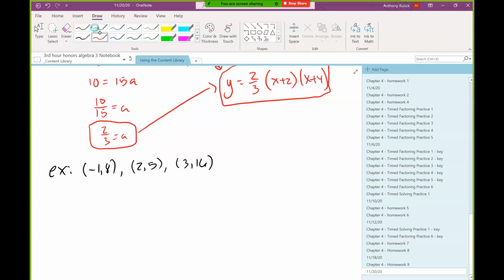So let's say that the quadratic we're looking for passes through these 3 points. We can take a quick look and we notice that none of the y coordinates are 0. So we know right away that none of these are x-intercepts. So these are just like 3 random points. That tells me that we're in situation 3. So we need to be using a standard form equation.